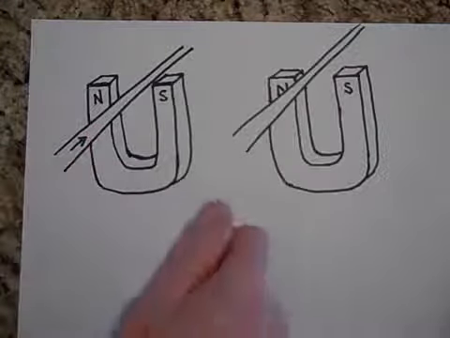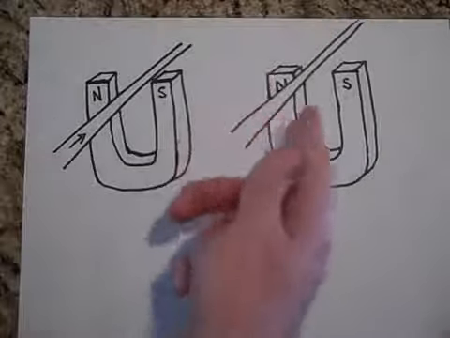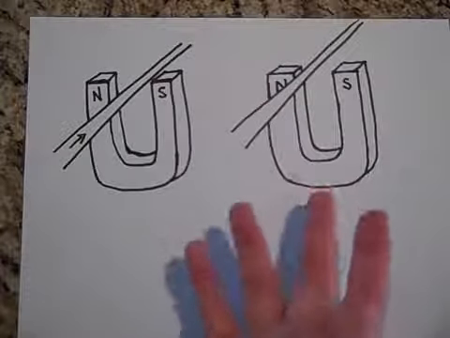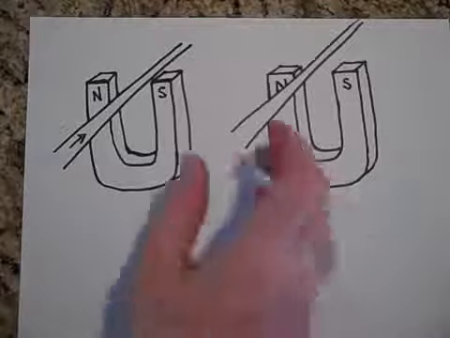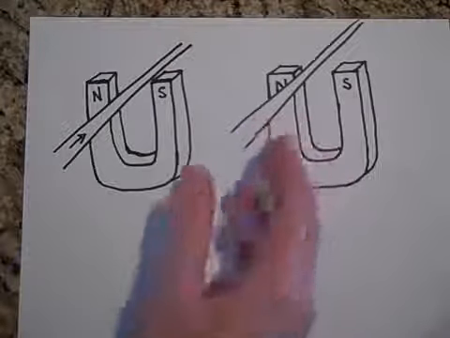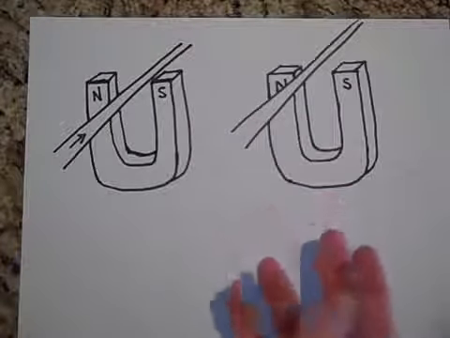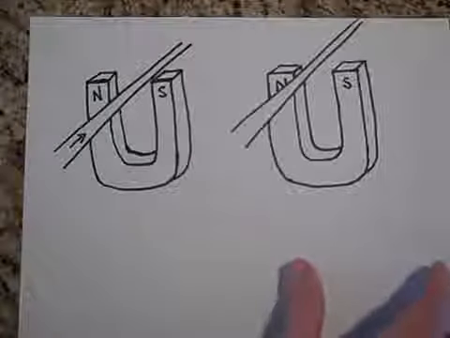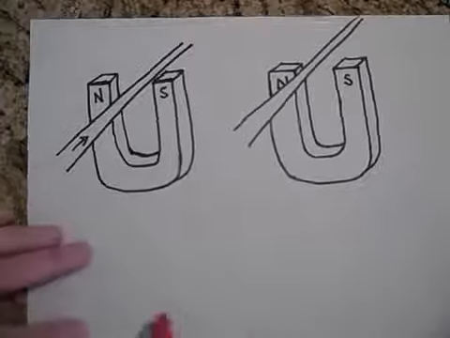Or you can take and move this up and down and get current. And so that's kind of what Faraday's law is about. By moving the magnetic field in relationship to the wire, you can get a current in the wire. Okay, well, let's just look a little bit further into this.